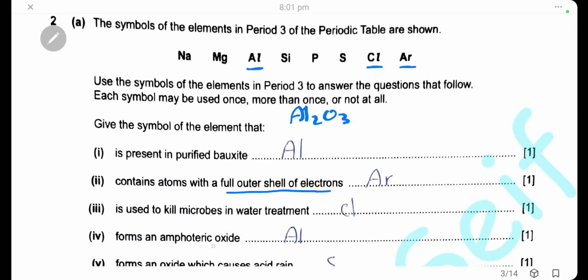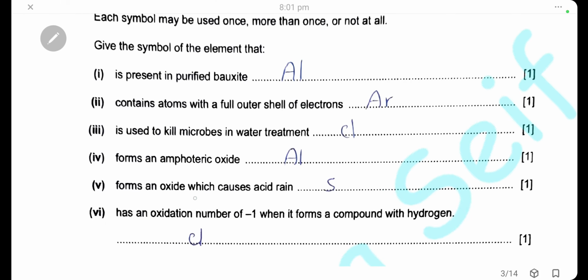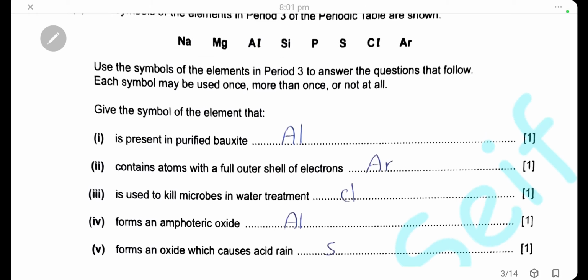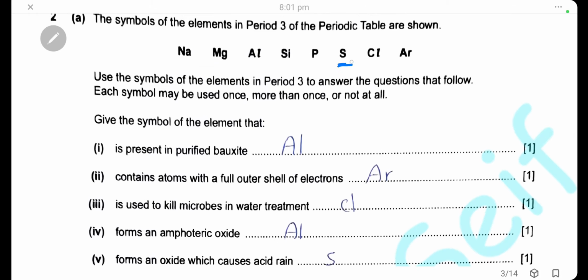Which element forms an amphoteric oxide? Amphoteric oxides are oxides which can react with both acid and alkali. So in period 3 we have aluminium. Which forms an oxide which causes acid rain? We have sulfur. The oxide of sulfur, which is sulfur dioxide, dissolves in the rain to give acid.